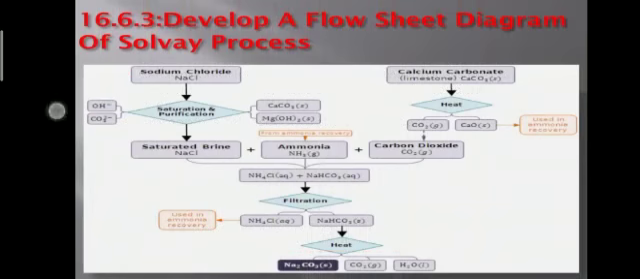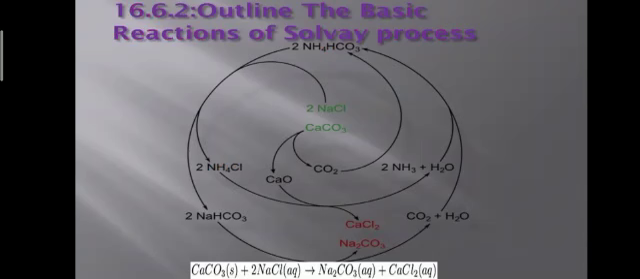This is the general flow chart for the Solvay process. In this process, sodium carbonate is formed at the end. It means that sodium carbonate is the product of the Solvay process. This is an outline for the basic reactions of the Solvay process.